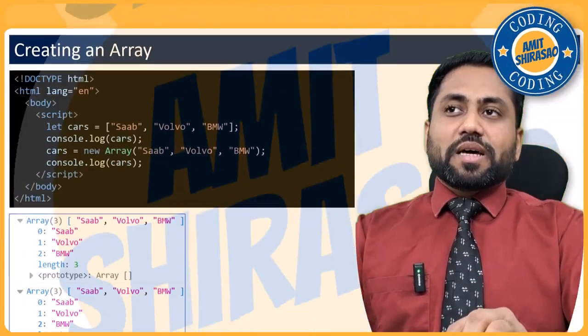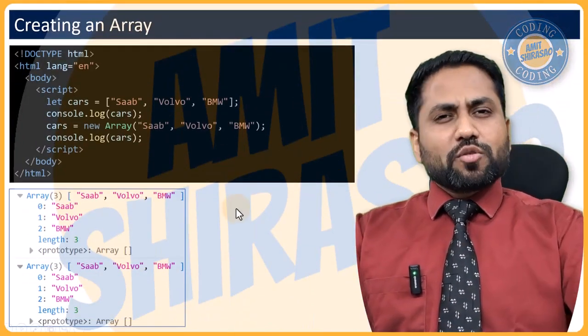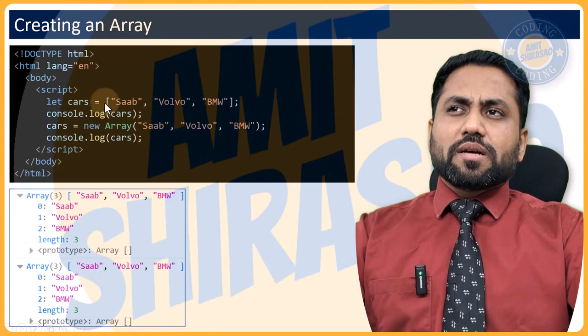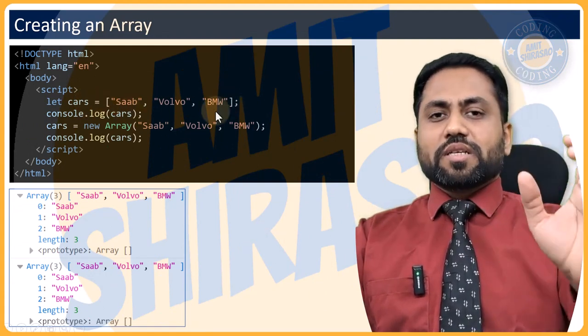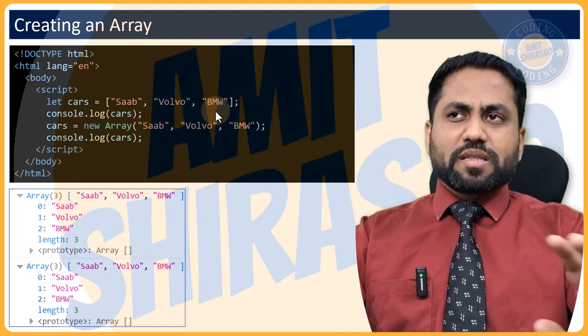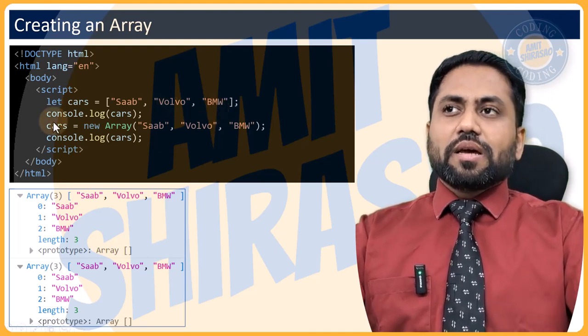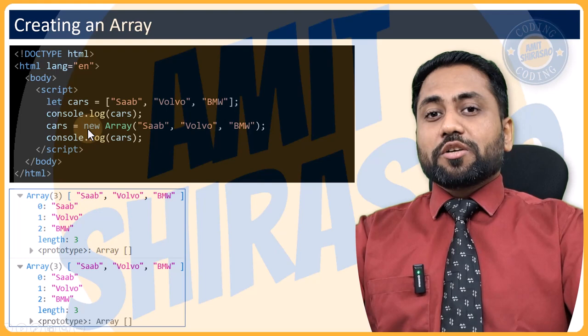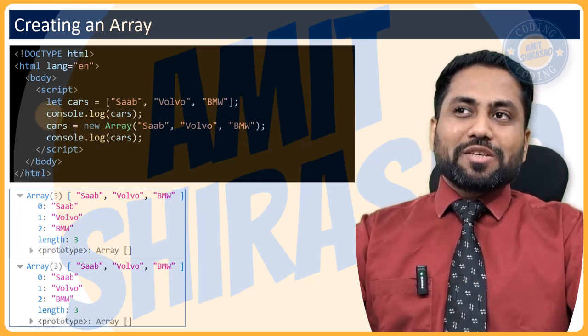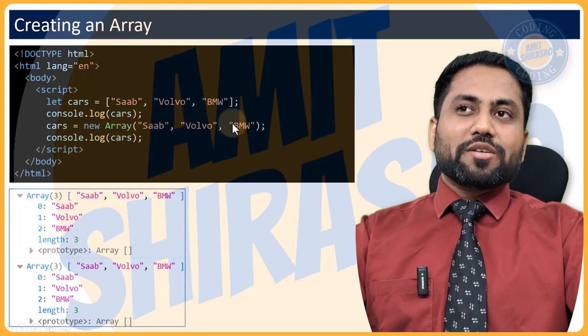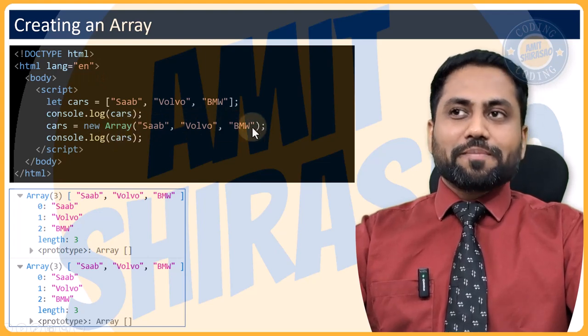How will you define an array? How will you create an array? There are two ways of creating arrays. One is directly giving square brackets, and inside the square brackets you can give various elements. That is the first and the easiest way of creating arrays. Another way, and more object oriented kind of a way, is by using new Array, and into the brackets you can give all the elements comma separated.